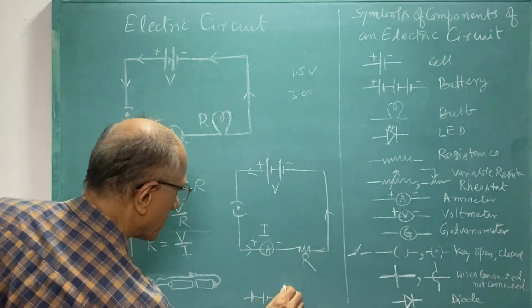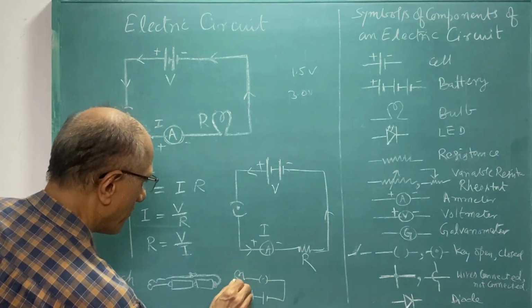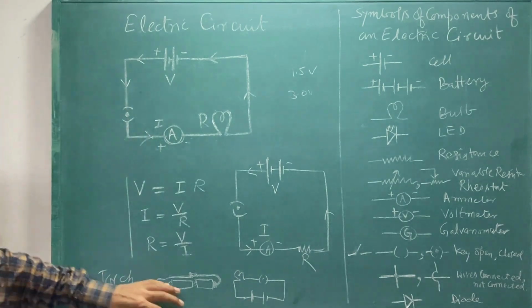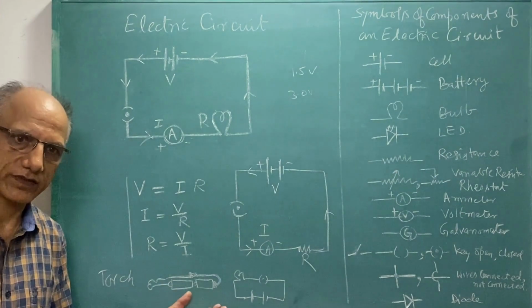Okay. Now this is the circuit. This is the key. And now this is the bulb. Just see, so simple circuit. You got it? I think it's very clear now.